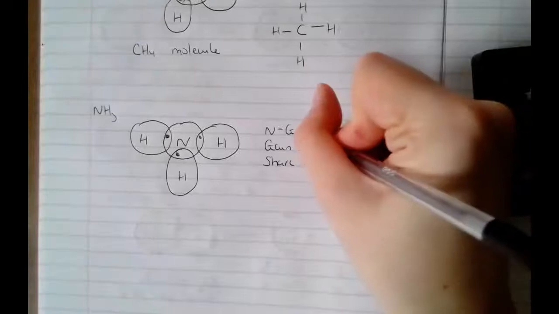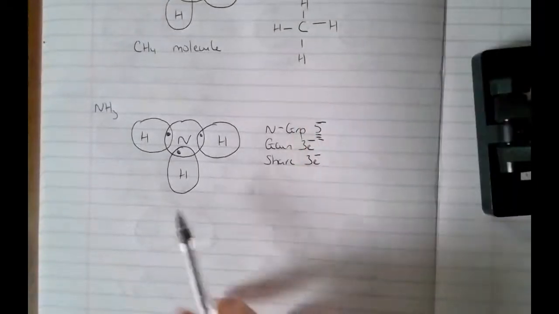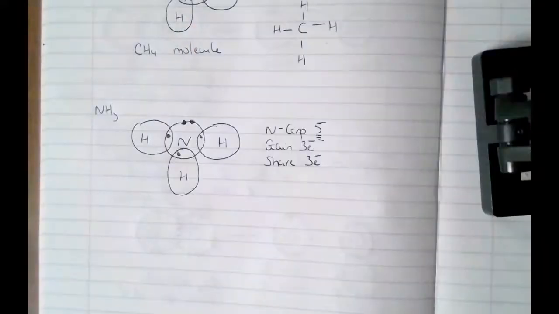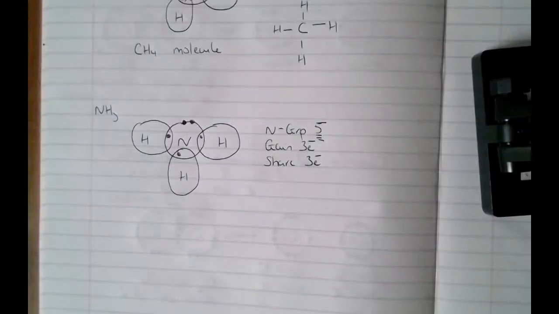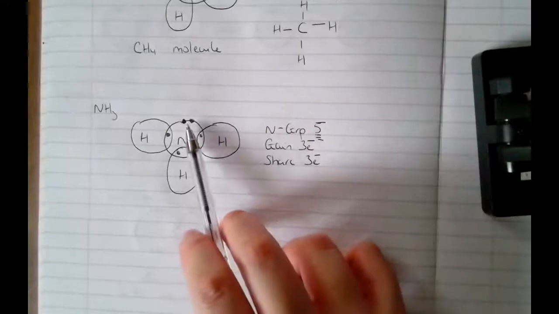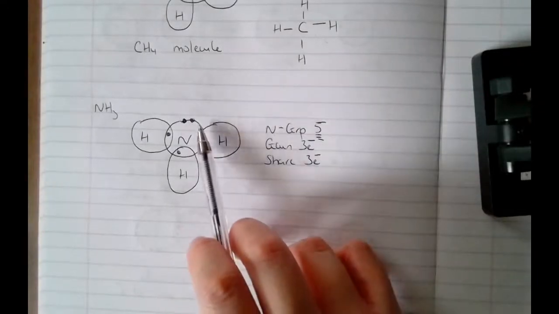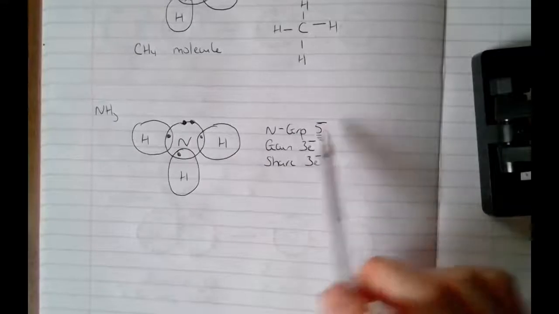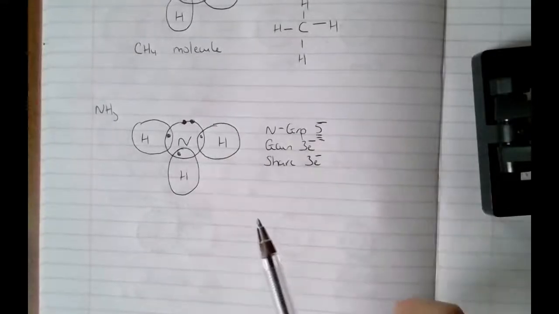But remember, it is in group 5. It's only sharing 3 electrons. It means it does have 2 electrons left that it is not going to share. And you can draw those electrons anywhere. I'm going to draw them up here at the top, but you just need to draw those 2 extra electrons outside of the sharing spaces. So there's nitrogen's 5 electrons, 3 being shared, 2 not being shared.